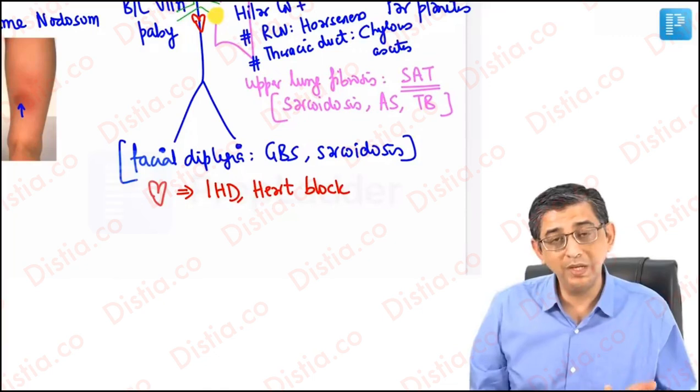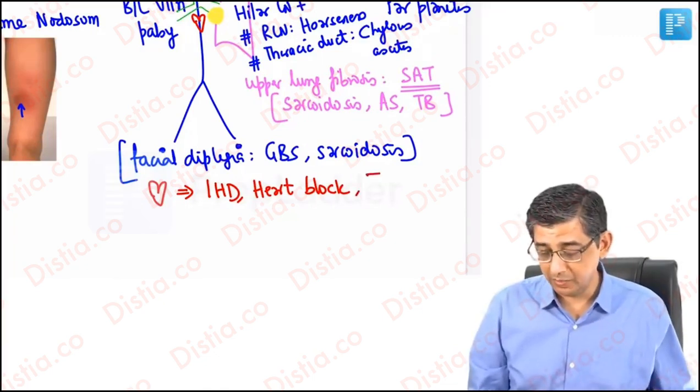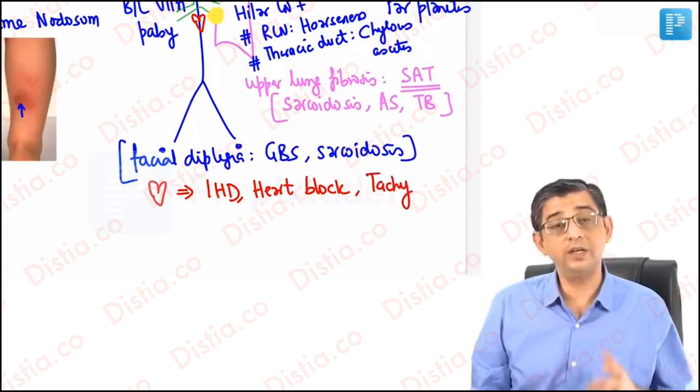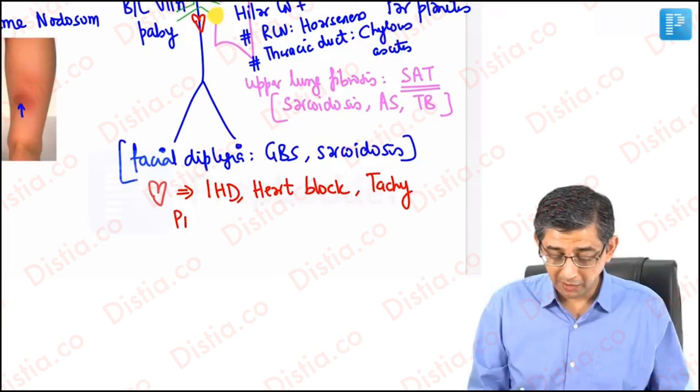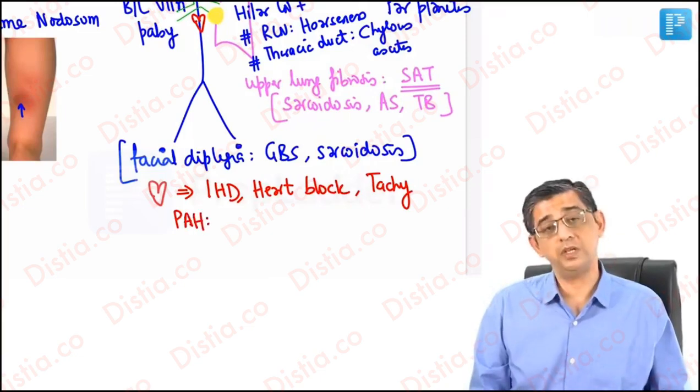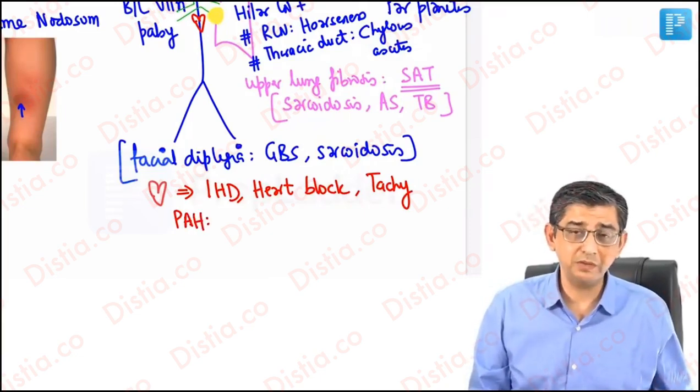So it's not only that you would get tachyarrhythmias, there's a distinct possibility that you can get bradyarrhythmias in this condition as well. Even pulmonary artery hypertension has been documented with sarcoidosis. That's secondary to the lung damage, in fact.